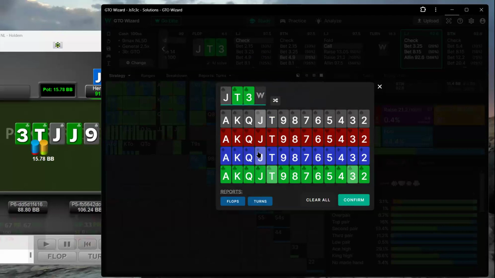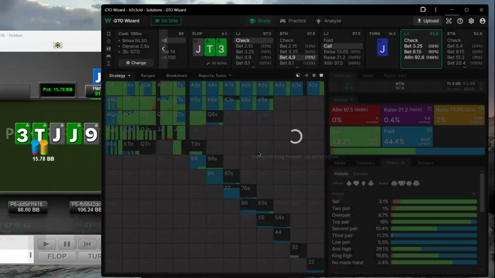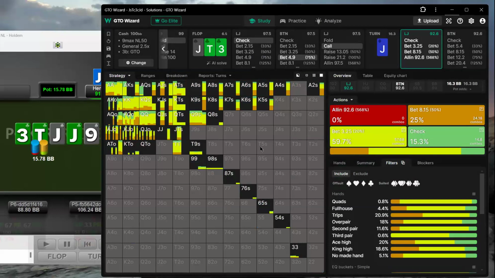Yep. And I want to see, obviously our jacks are going to do it. Are our tens doing it? Yes, every hand in our range is doing it almost. Yeah. You lied. You don't have a jack. You said you had a jack and you lied. I think that's what we've just decided.